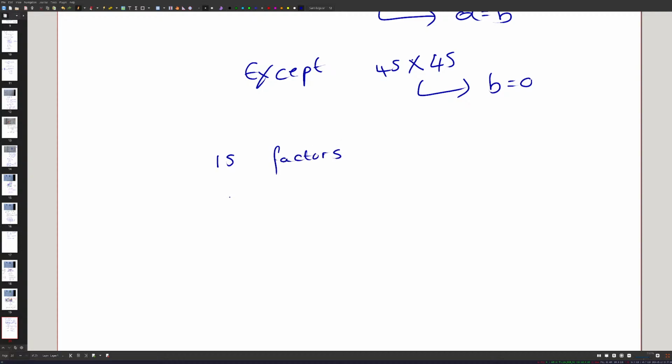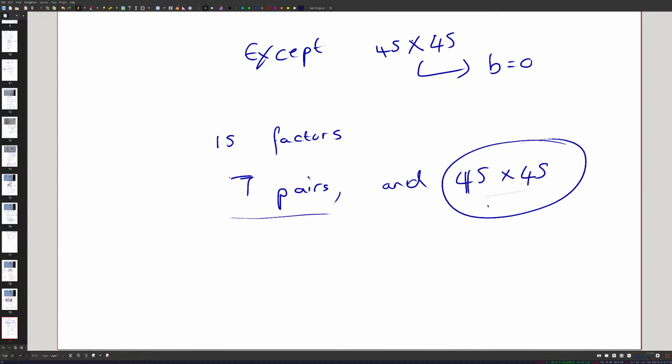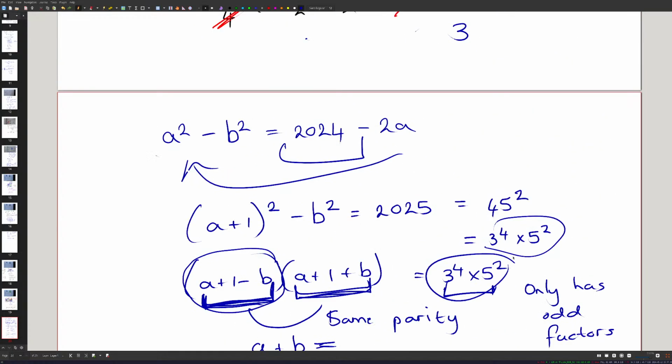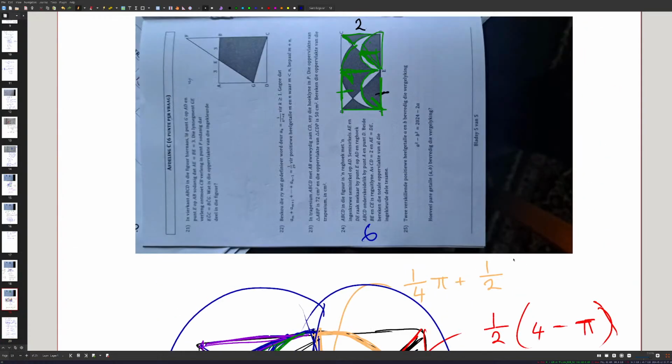So that's 7 pairs where there are two different numbers, and then the 45 times 45. So we have the 1 times 45 squared, 3 times whatever 2025 over 3 is, and so on. So 7 pairs, and there's one extra thing where we're multiplying by itself. And we're excluding one of these, so we've got 6 valid pairs because we have to exclude 1 times 2025. And so yeah, the solution to the final question is also 6.